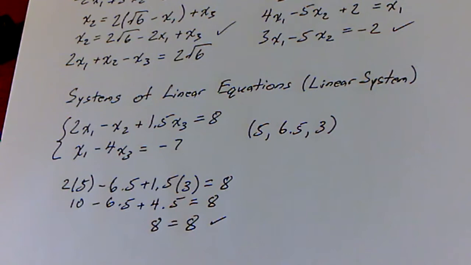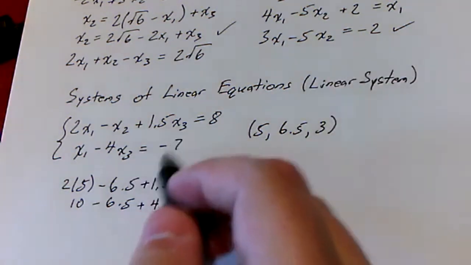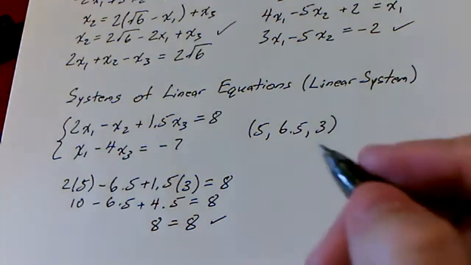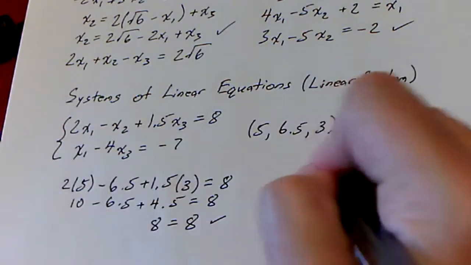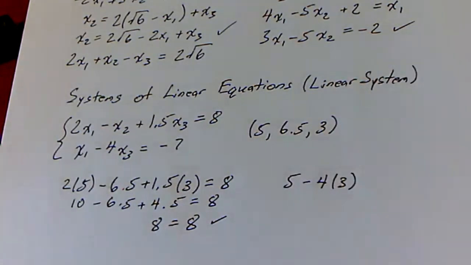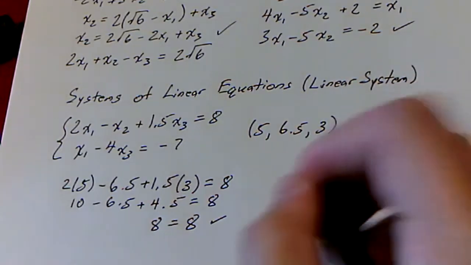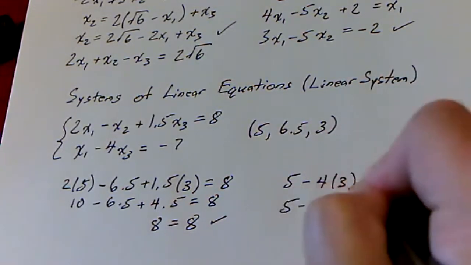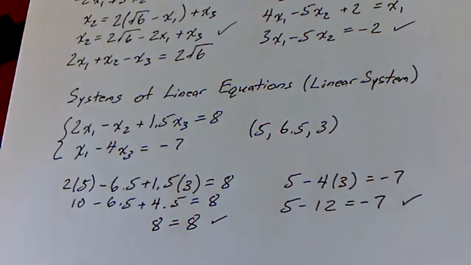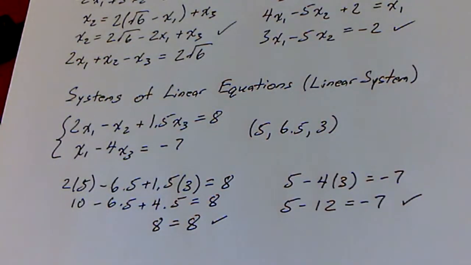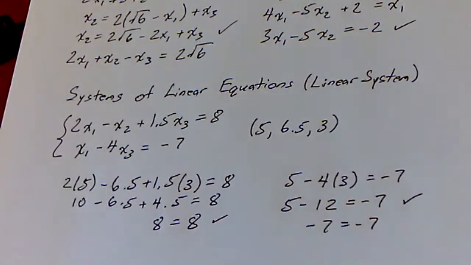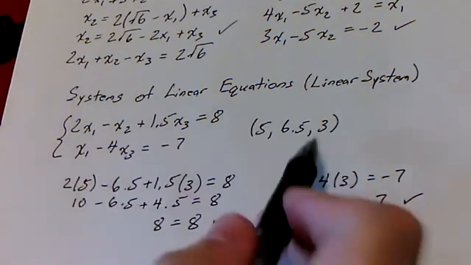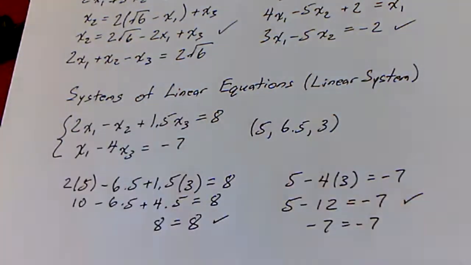Now, just because it's a solution of that equation doesn't mean it's a solution of the system. It's got to solve all of the equations in the system. Okay, so let's check that now. So I've got 5 for x1 minus 4 times 3 is equal to negative 7. So I've got 5 minus 12 is equal to negative 7, which is good, right? That's negative 7 is equal to negative 7. Okay, negative 7 equals negative 7. So this does pass as a solution for this system, okay?